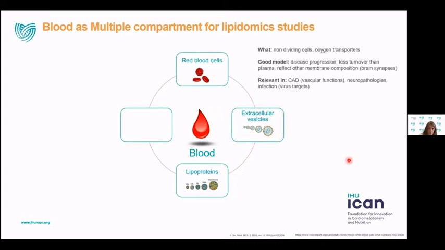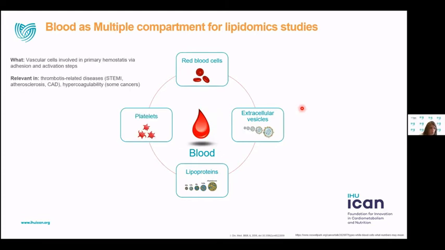We then have the red blood cells, which are non-dividing cells that transport oxygen. And they can be a good model to study disease progression because they present less turnover than lipids in plasma. So they are a good model membrane that can reflect other membrane composition. And they are, for example, used as model for brain synapses. And again, they have been used already in almost all pathologies as a substrate, as a compartment.